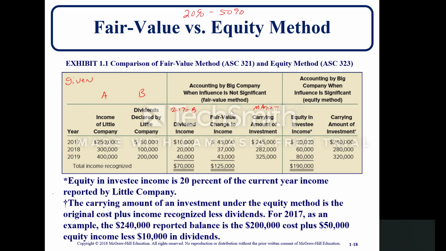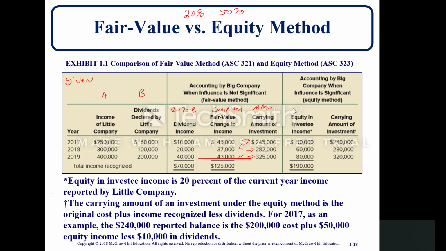And the fair value change to income is computed by the change of the carrying amount throughout the years. So here it was increased by 37,000. It increased by 43,000. Originally, it was 200,000, and it increased by the 45 to start off. So this column is computed by the change in the carrying amount of investments. Now when we move over to accounting by Big company when influence is significant, which is the equity method.